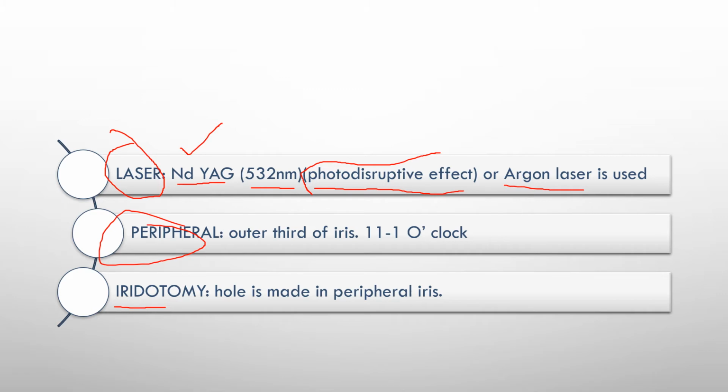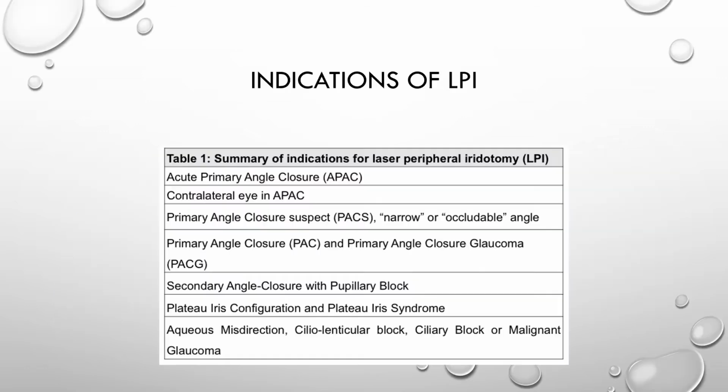Peripheral means it is on the outer one-third of the iris. Like if we see, this is the iris, this is the pupil. So it is in the outer one-third of the iris. And iridotomy means that a hole is made in the peripheral iris. Otomy means creating a hole. So a hole is made in the peripheral iris.